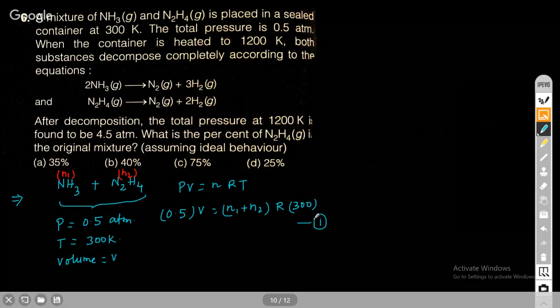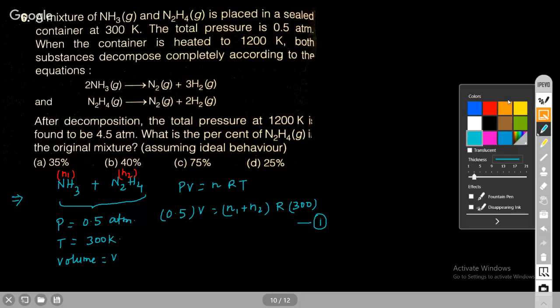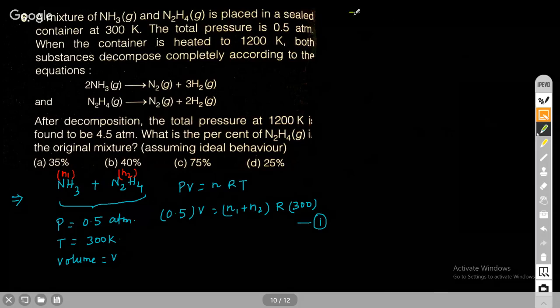Now what happens? This mixture we are heating to 1200 Kelvin. So temperature becomes now 1200 Kelvin. Pressure also changes in this. What is the pressure now? Pressure becomes 4.5 atmospheres.